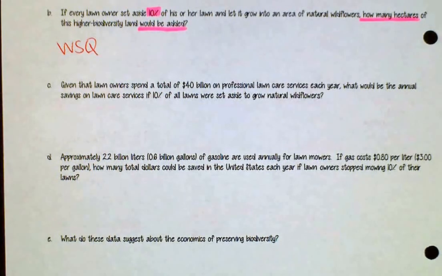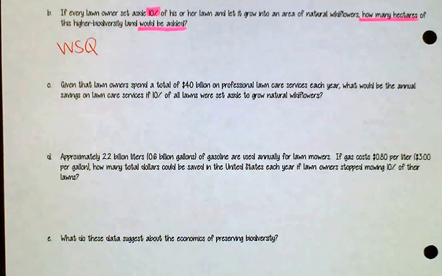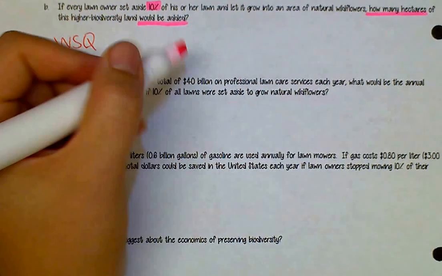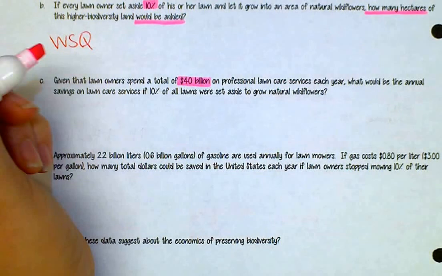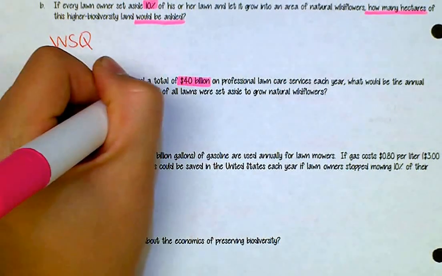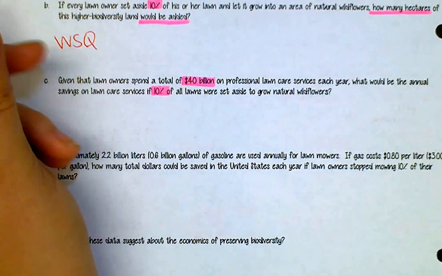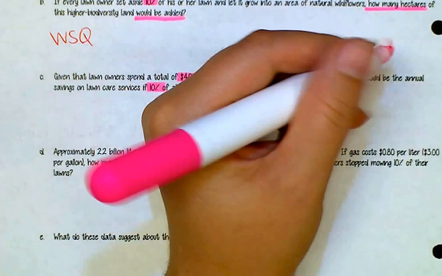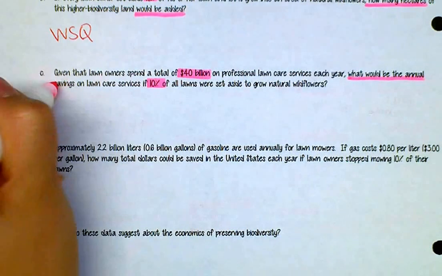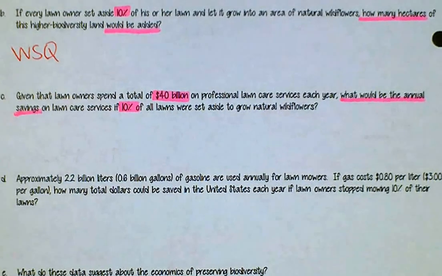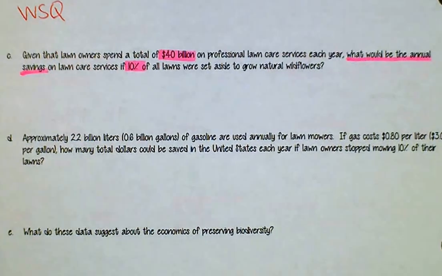Now, next, part C says, given that landowners spend a total of $40 billion on professional lawn care services each year, what would be the annual savings on lawn care services if 10% of all lawns were set aside to grow natural wildflowers? So we have $40 billion. We have 10% set aside, and our question is asking what would be the annual savings. We know our final answer we want to be in dollars. So we're going to start with our 40 billion.